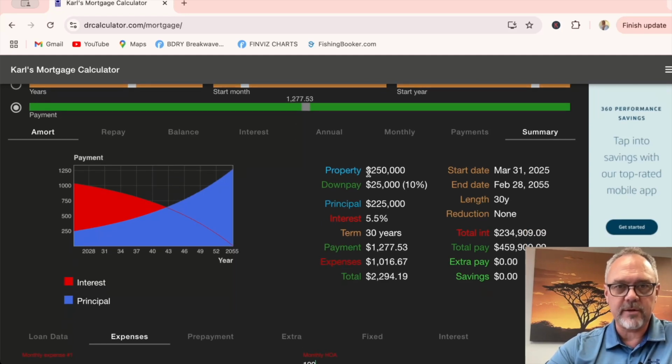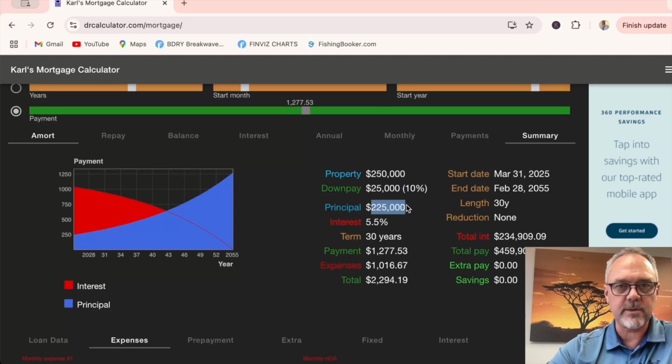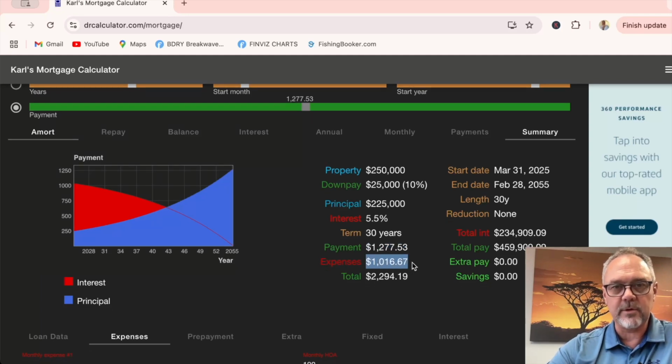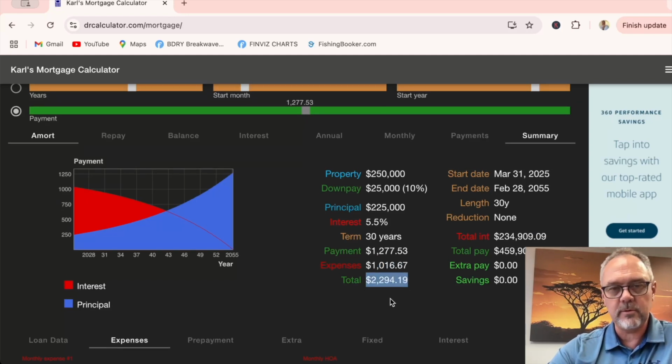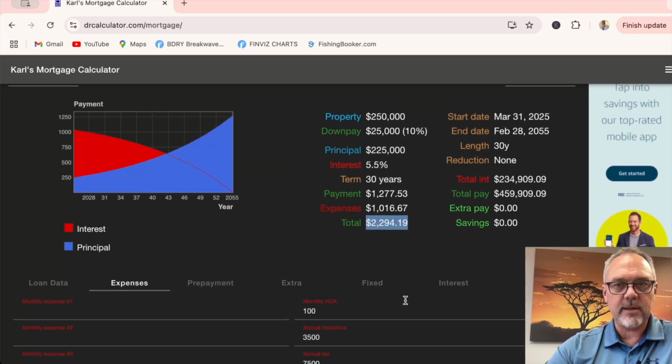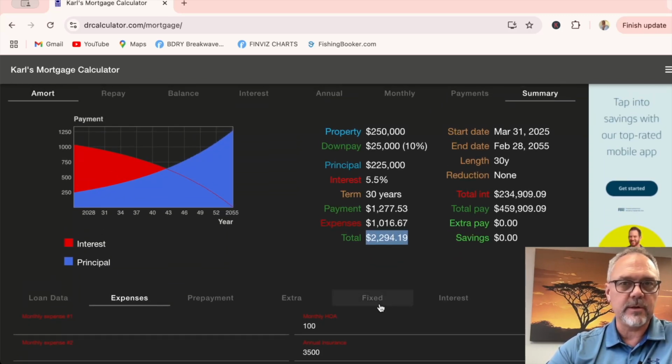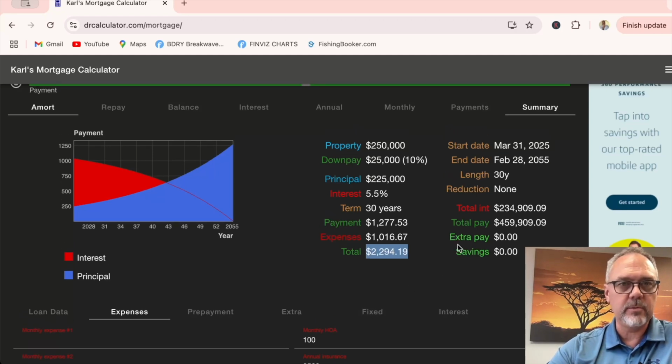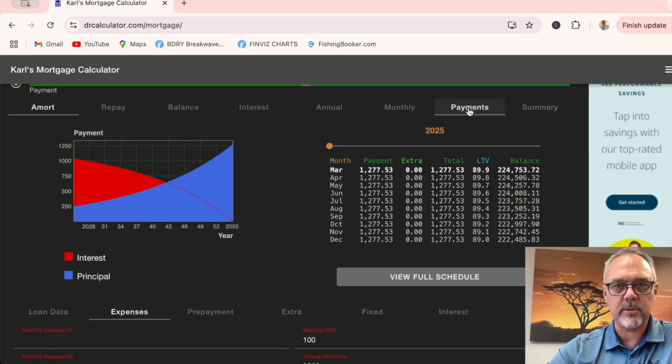So we got our $250,000 property value, 10% down payment, and the principal that we're financing is $225,000 at 5.5% over 30 years. Payment before adding in the expenses, the insurance, the taxes, and the HOA fees comes up to $1,016 a month. And so your total payment per month is $2,294.19. And so you can see that there, and I'm going to show you something very interesting. We're going to go over here to payments. Is it payments? No, summary.